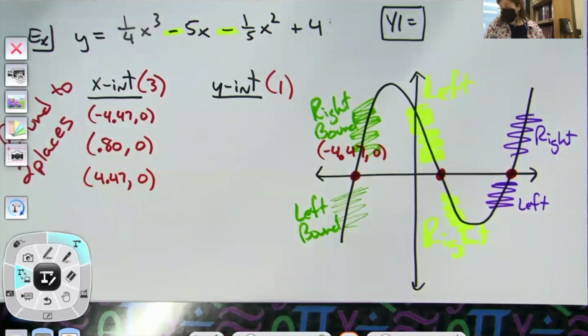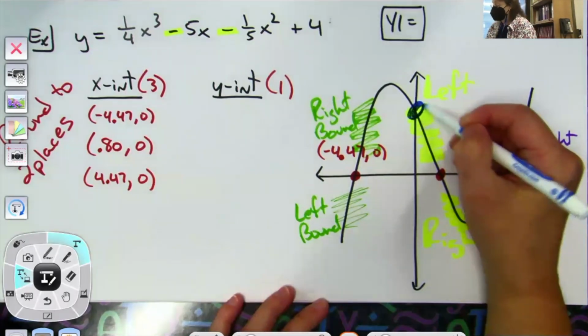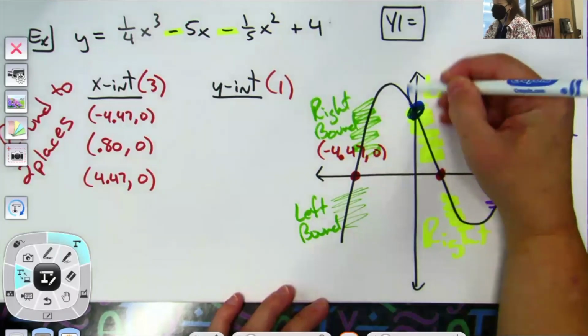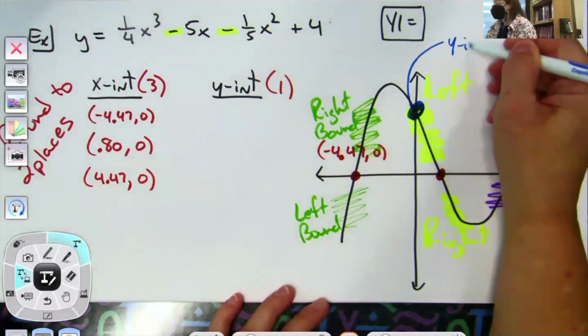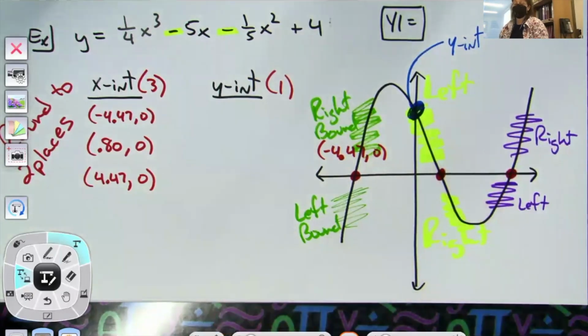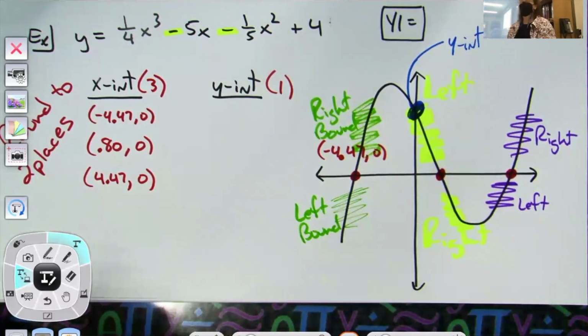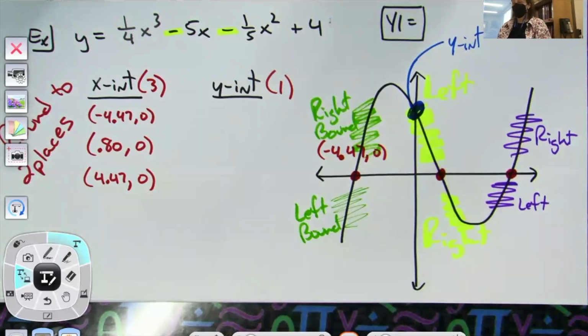Okay, all right. Now, we know that we've only got one y-intercept. It's right here. Trying to draw that really big. That's going to be my y-intercept. Okay, so find the y-intercept. Everything is under the second calc menu.